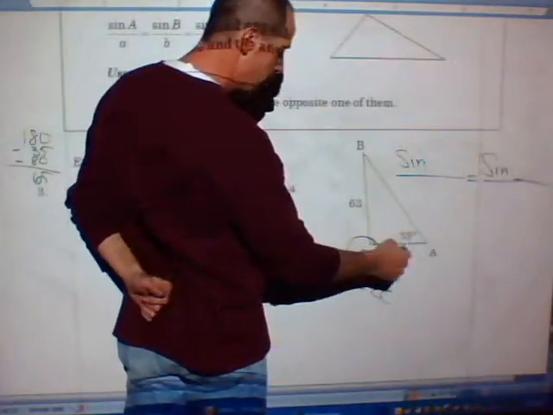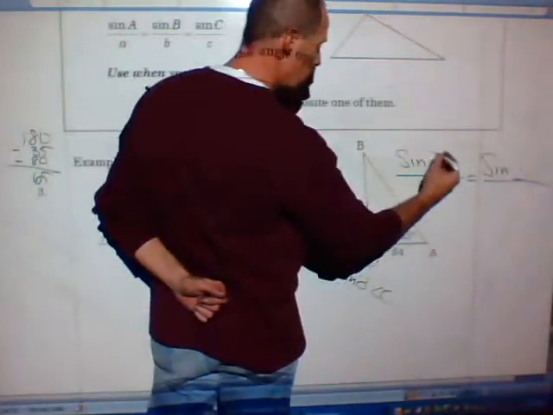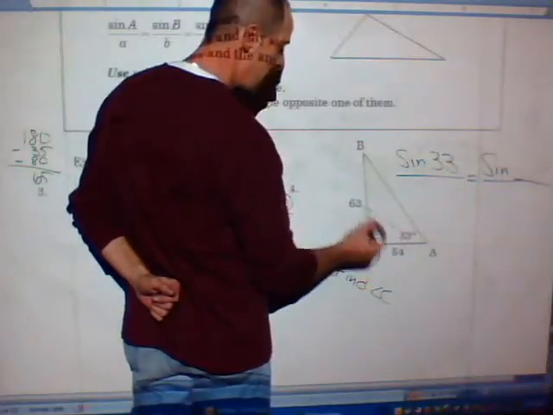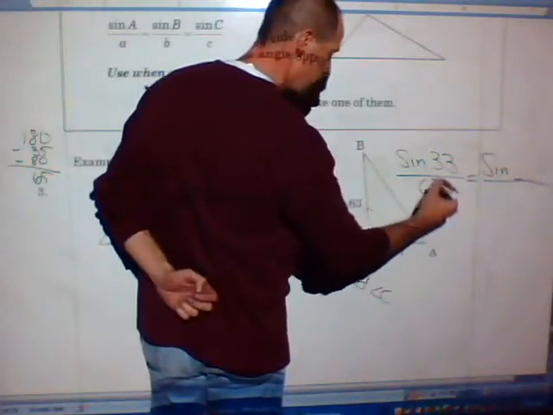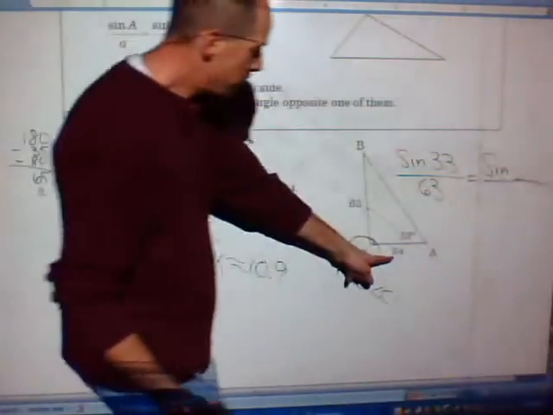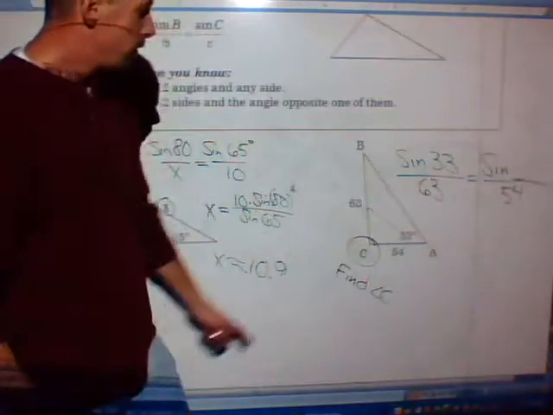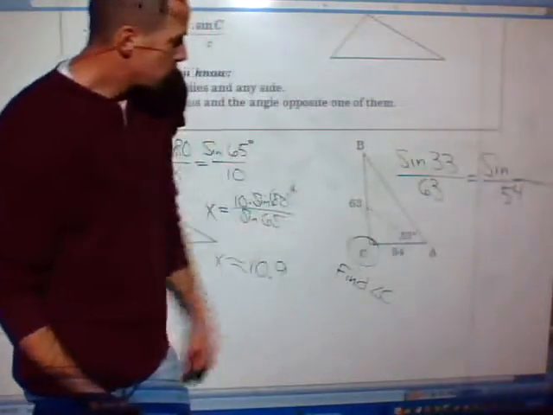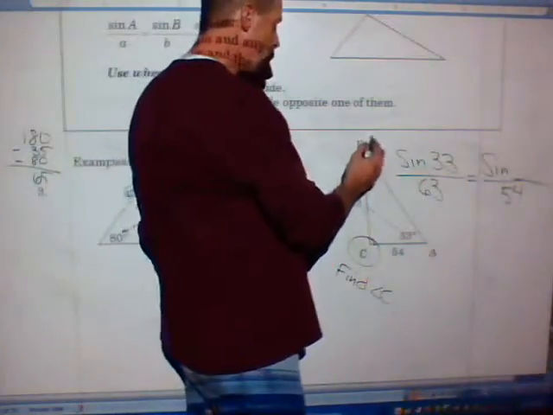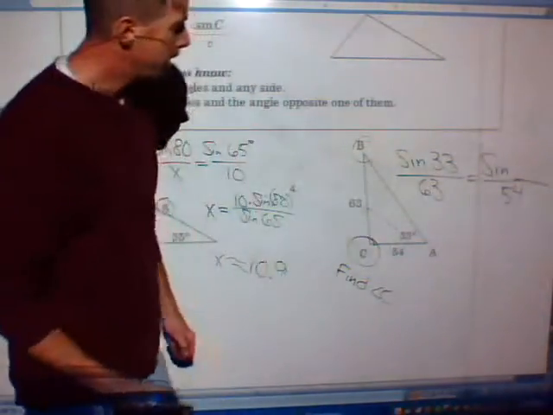Here we do have a 33-degree angle. So if we put 33 here, the side opposite would be 63. So we've got that. And we do have this 54 length side, which would allow us to find this angle. So we could find B here.